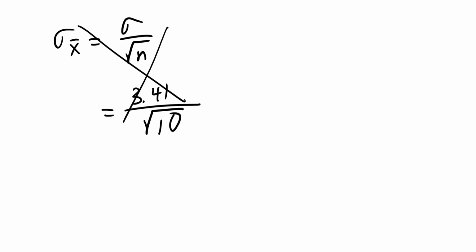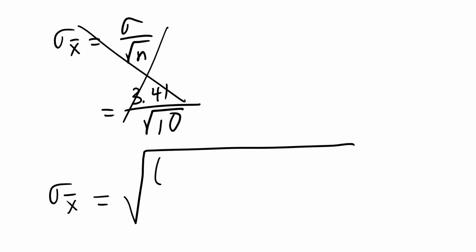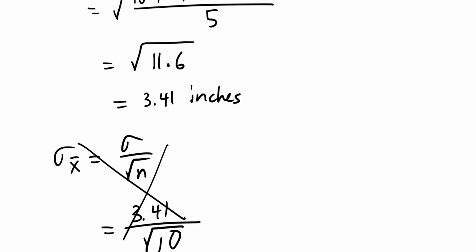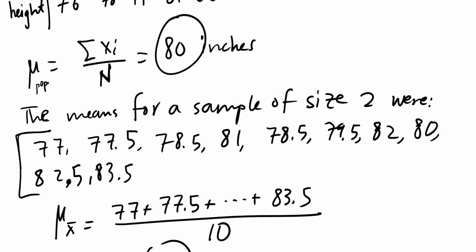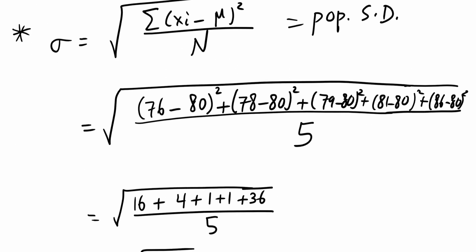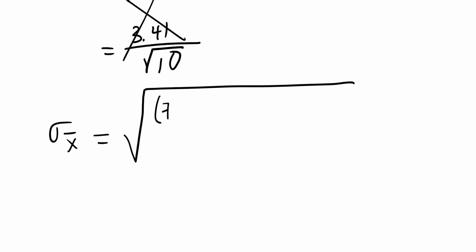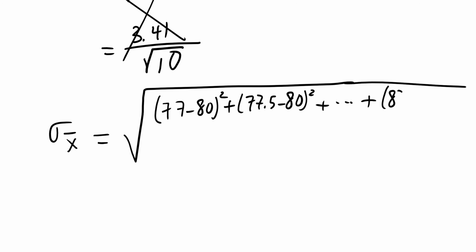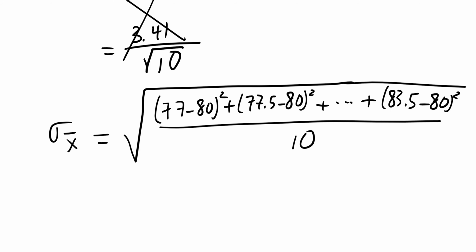I'm actually going to find it for the numbers they have using the same formula as the one I just showed you. So for the sample means, if you remember the ones I wrote earlier, these are the means. So I'm going to find the standard deviation for these: 77, 77.5, and so on and so forth. So 77 minus 80 squared plus 77.5 minus 80 squared plus, and so on, plus 83.5 minus 80 squared, all divided by 10. We have 10 of them.